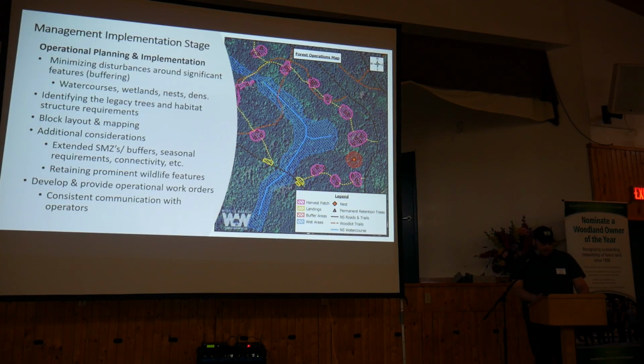Some of the extra things like extending buffers, planning for the time of year, so some landowners might want to observe a singing season, and consider connectivity for wildlife, retaining any prominent features like mast trees, cavity trees, that sort of thing. And we make a map and add all those features to the map. So there's just an example of that.